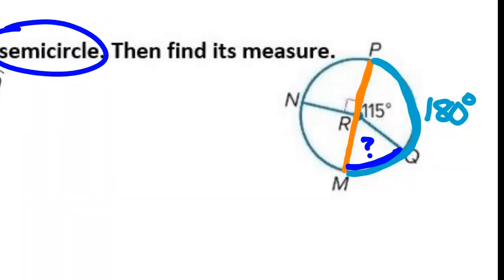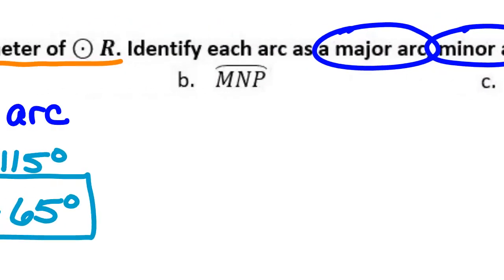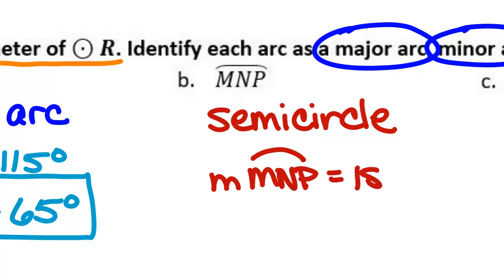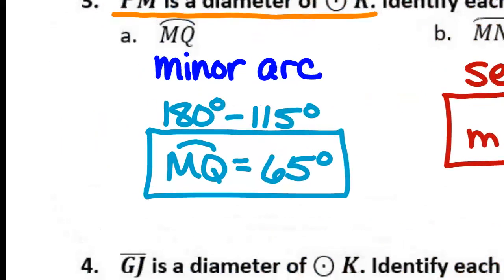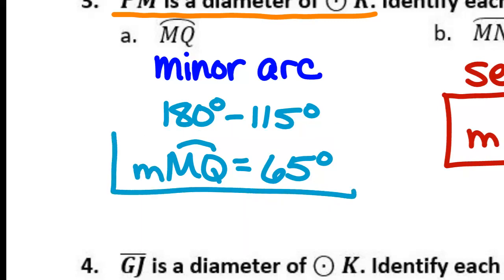And then we want to find the size next of MNP. MNP. Is that a minor arc, a major arc, or a semicircle? That is a semicircle. And because it's a semicircle, that means it measures how big? 180. On part A, I forgot to put my measurement sign in front of MQ. So I have to come back and add that. Measurement of arc MQ is 65 degrees.